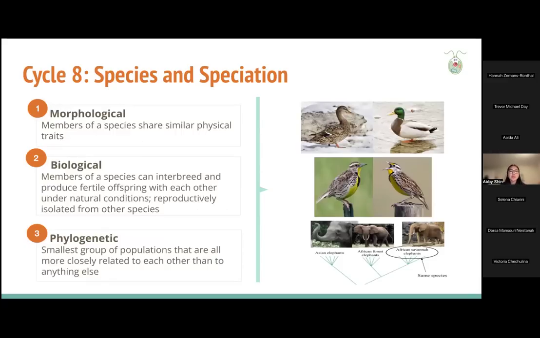So, in cycle 8, we really build on species and speciation. And what we define in class is that biologists have different ways to define a species. The three main ones we go over in the course are morphological, biological, and phylogenetic.